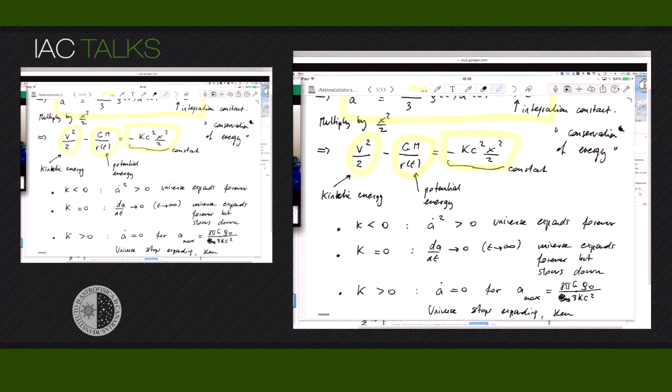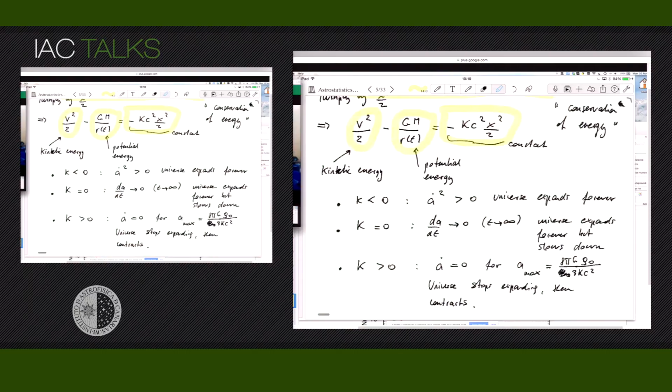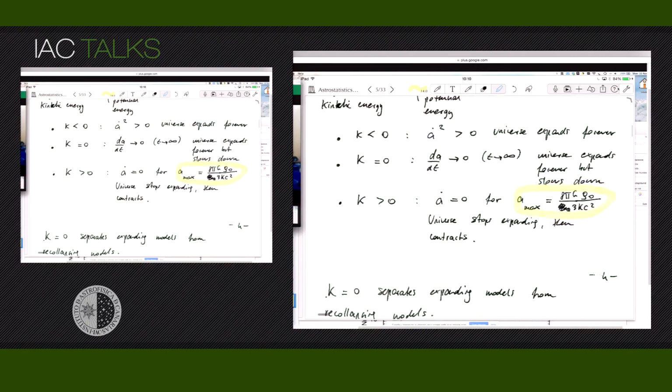It happens for a value of a max, given by this expression. And so, in that case, the universe stops expanding and then turns around and contracts back to a big crunch. So you can see that depending on this value of the constant k, the entire history of the universe really hangs in the balance. And so we will make the connection with the cosmological parameters next.